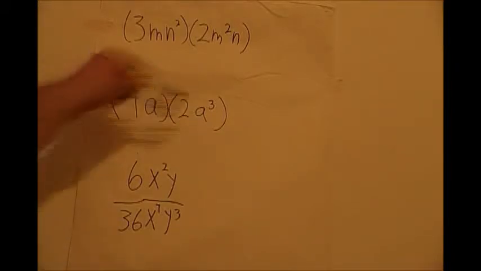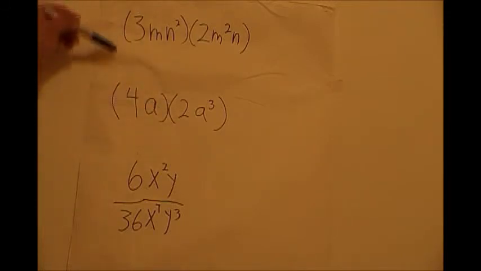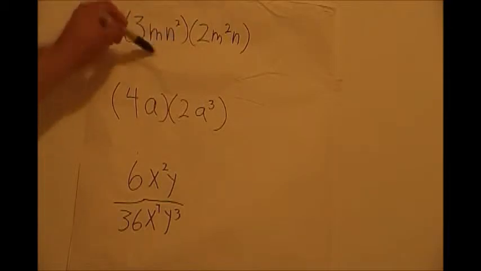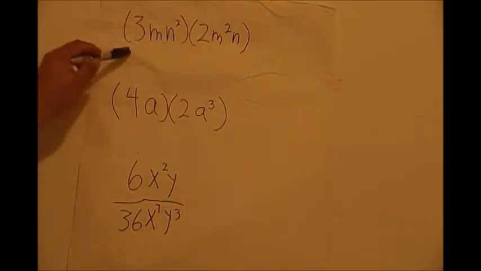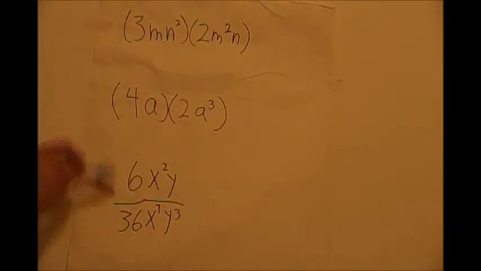Alright, what we can do is we can multiply monomials, okay? Or, sometimes we can have more than one variable like this, m and n, alright? Or we can divide monomials like this. Okay, let's start with multiplication.